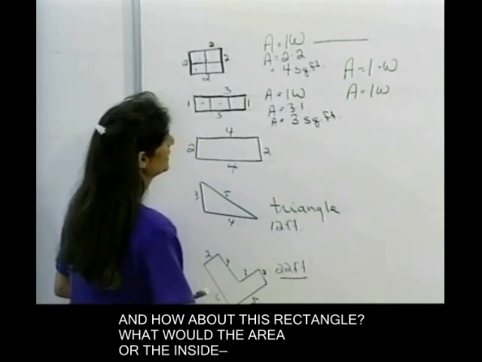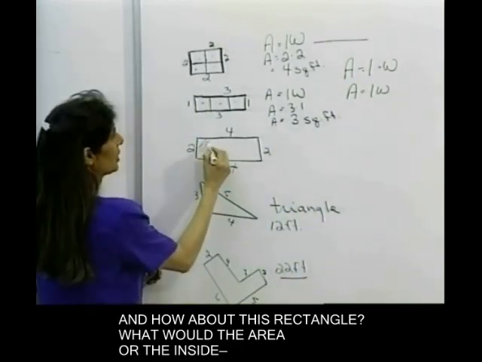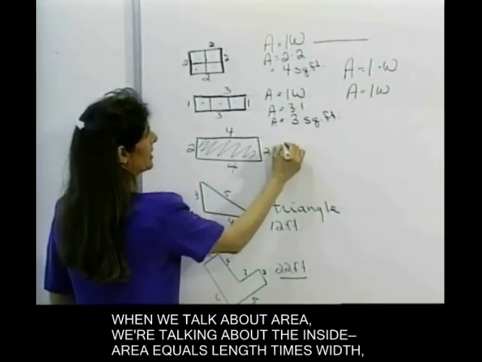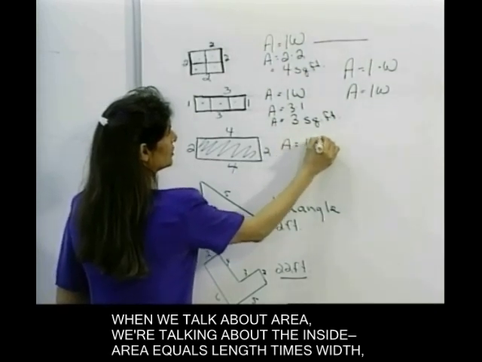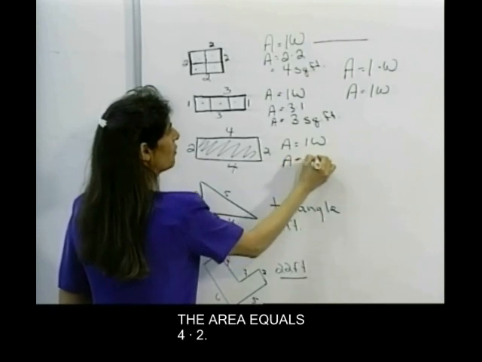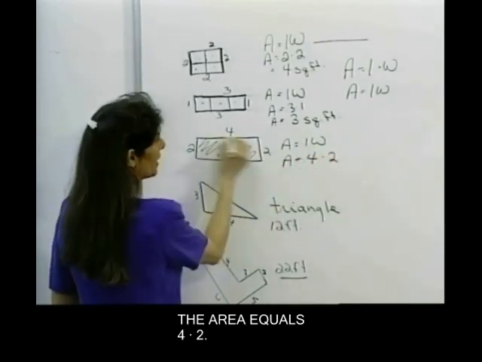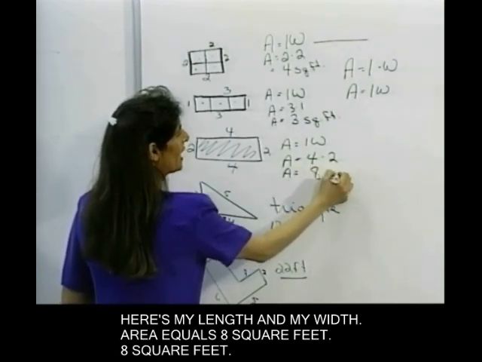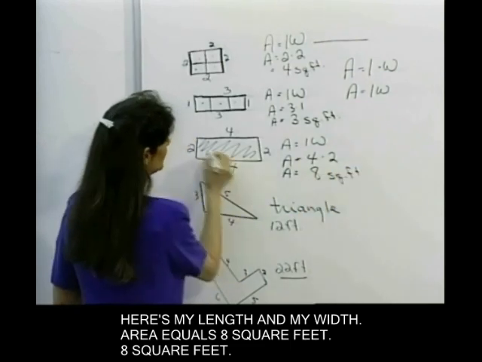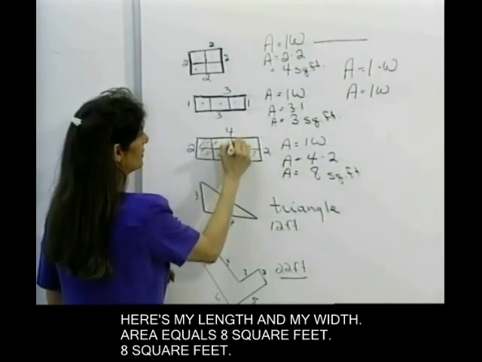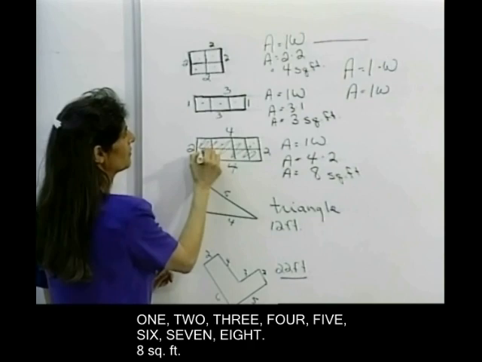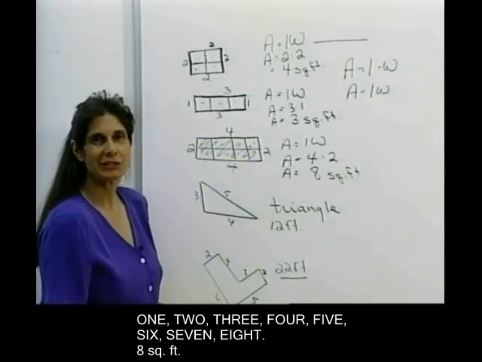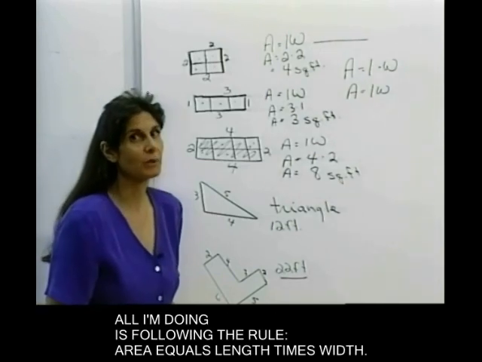What would the area be? When we talk about area, we're talking about the inside. Area equals length times width. The area equals 4 times 2. Here's my length and my width. Area equals 8 square feet. 1, 2, 3, 4, 5, 6, 7, 8. 8 square feet. All I'm doing is following the rule.